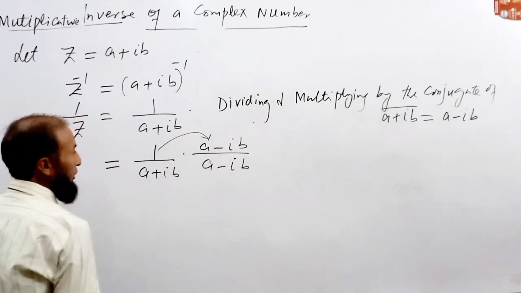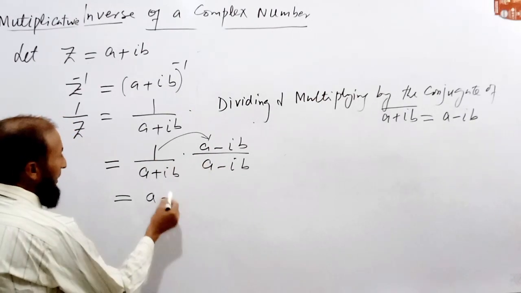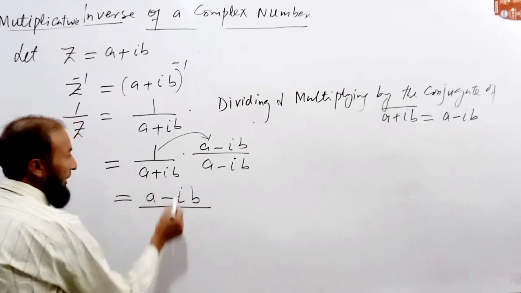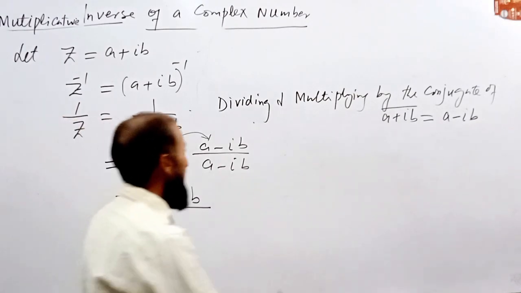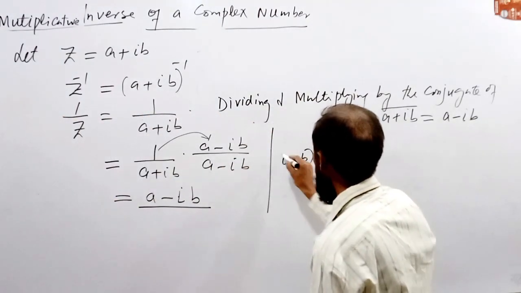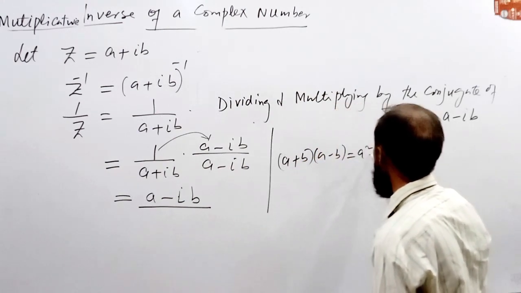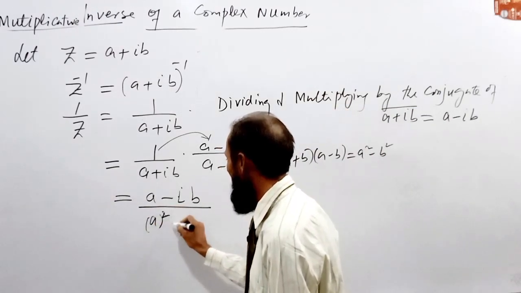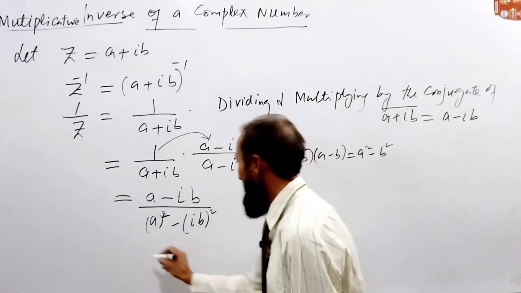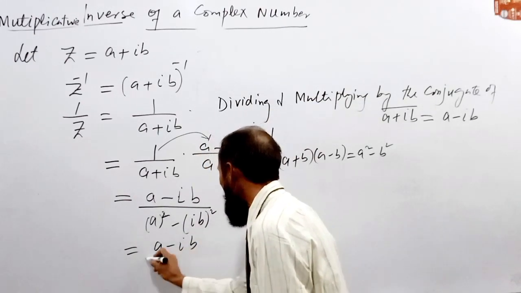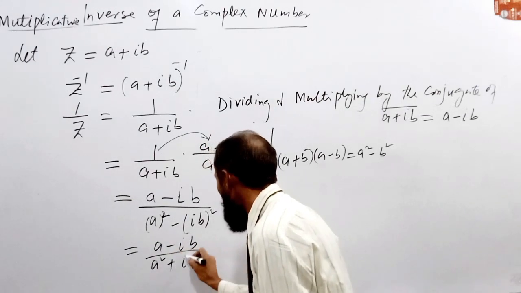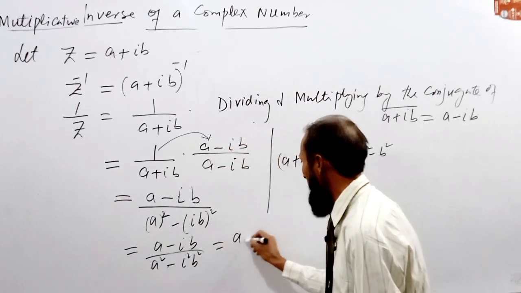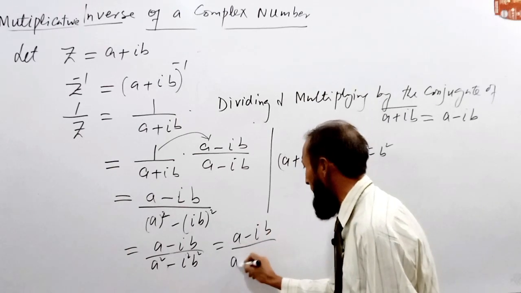Now the numerator is multiplied: 1 multiplied by a we get a, 1 multiplied by minus iota b we get minus iota b. And in the denominator we get the formula a square minus b square, meaning that (a plus b)(a minus b) is equal to a square minus b square. Here we use this formula: a square minus iota b whole square. Simplify this further: a minus iota b divided by a square minus iota square b square.